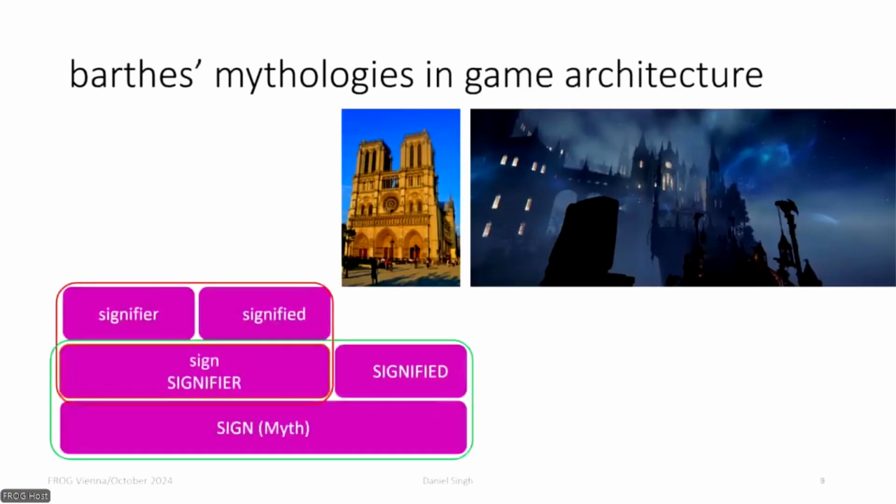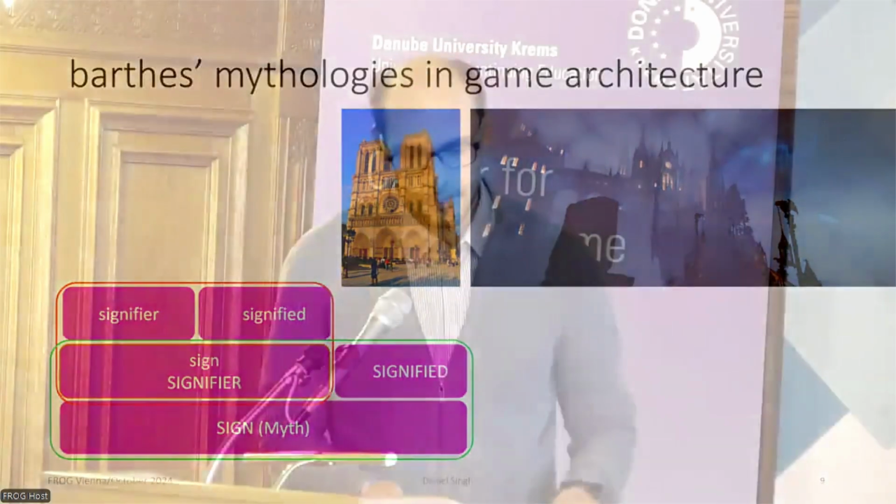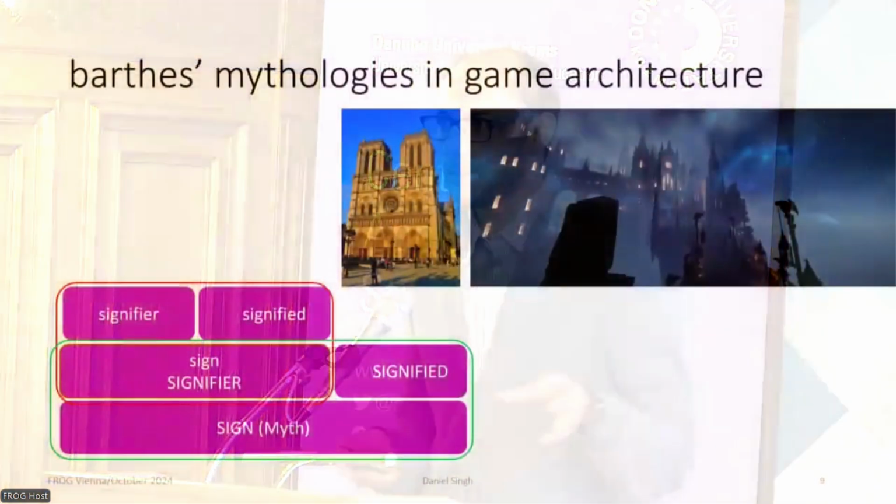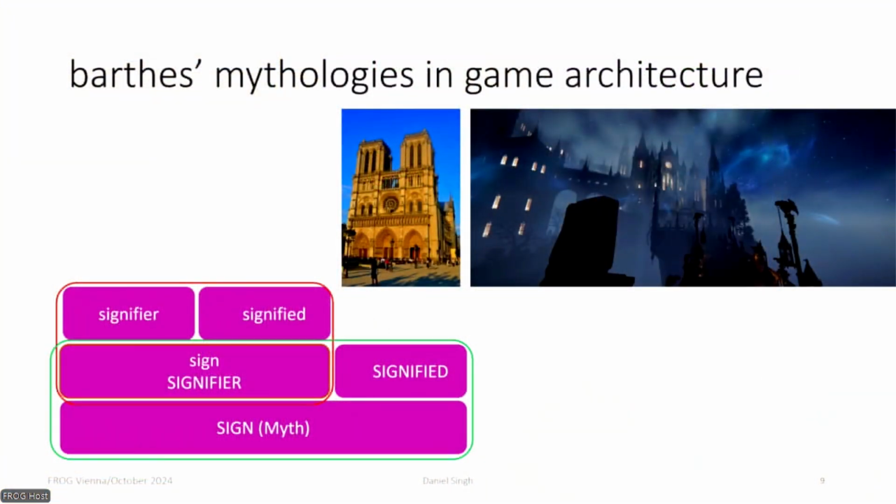Now, how might that be applied to architecture in video games? The example here is not the best, but I think it works fine to explain it. On the left-hand side, we would have the first order signifier. So the thing that means, in this case, as an example, the Cathedral of Notre Dame, one of the most well-known examples for Gothic architecture. And the signified, in this case, of the first order, would be whatever you associate with it. In this case, as I've just said, one of the best-known examples of Gothic architecture.